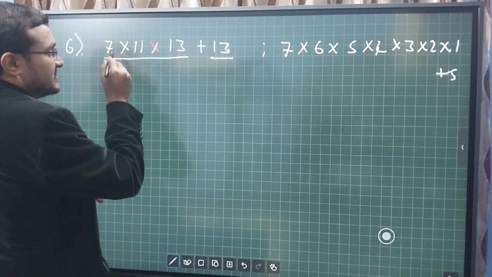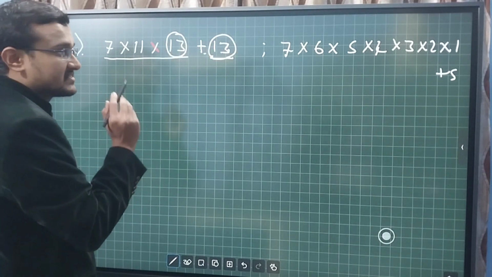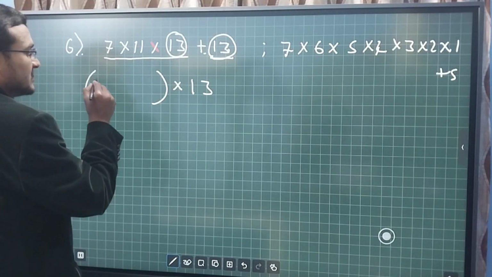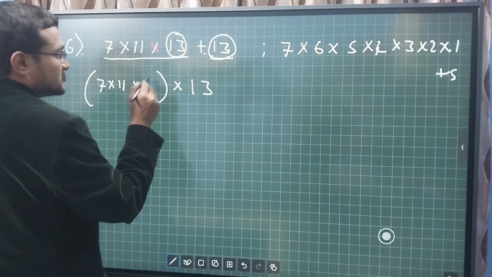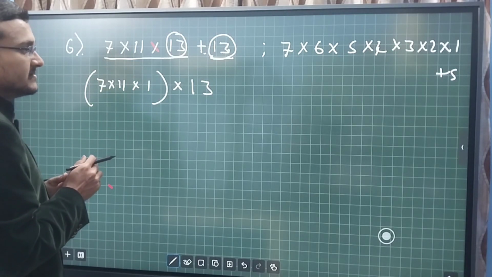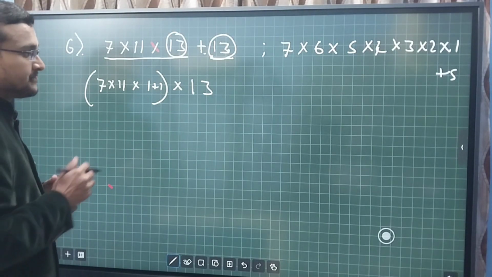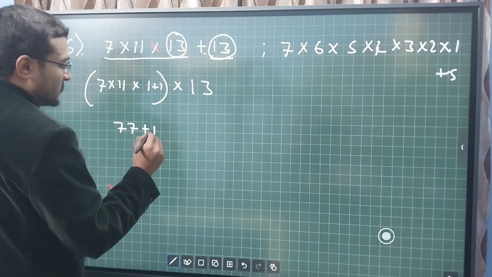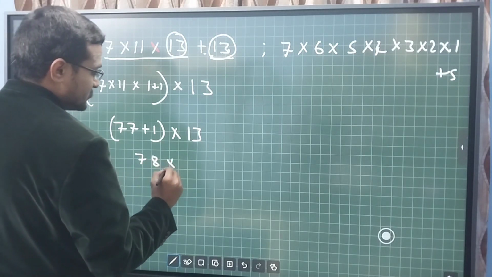So in 7 into 11 into 13, 13 is there, plus 13, 13 is there. So you can take 13 common in both of them. Inside the bracket you will have 7 into 11, and since you are taking 13 common, in the place of 13, 1 will be remaining. So 7 into 11 into 1 plus 1. So now we have taken 13 common. 7 into 11 is 77, plus 1 will be 78. So here 78 into 13.